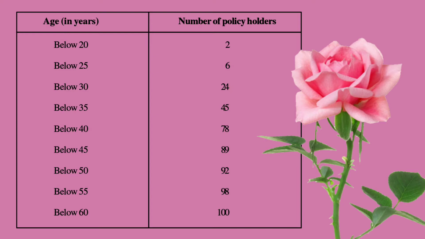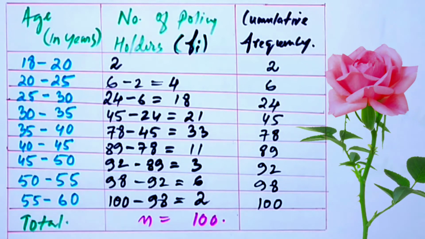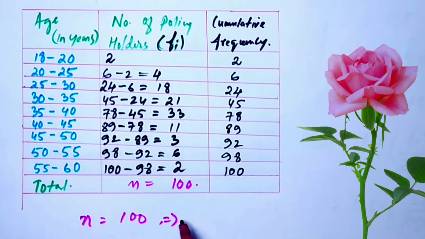So the given frequency table is of less than type, represented with upper class limits. So the policies were given only to persons with age 18 years onward but less than 60 years. So the class intervals with the respective cumulative frequencies are given in the table here. We have prepared the cumulative frequency table, and we have seen that n is 100, so n by 2 will be 100 divided by 2, which is 50.